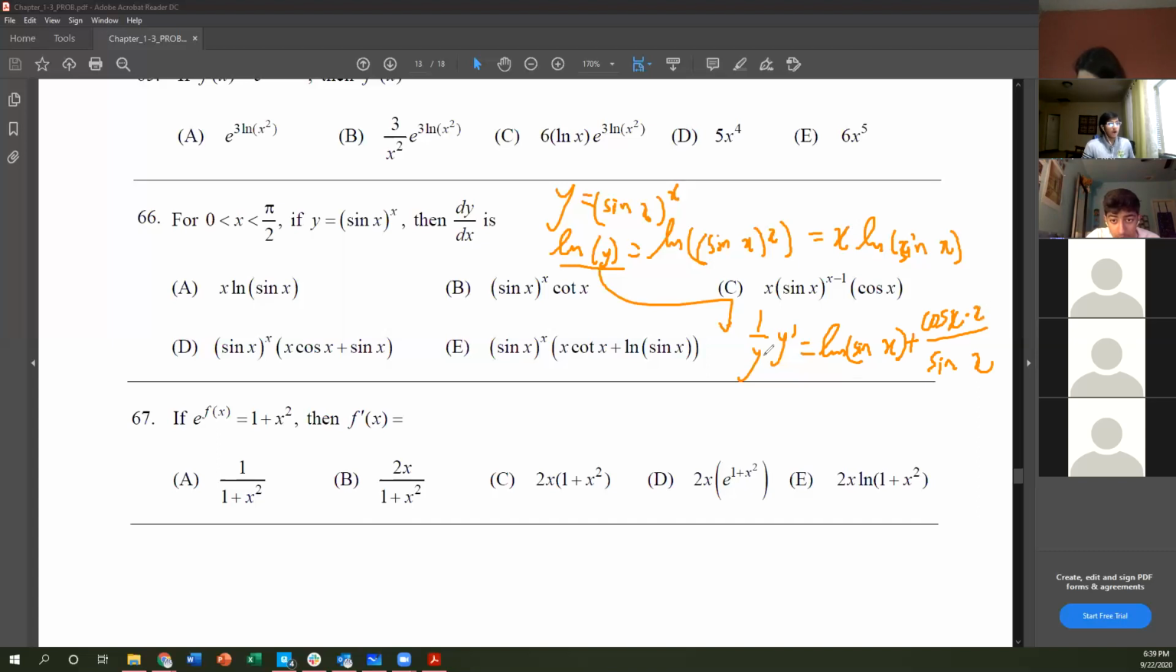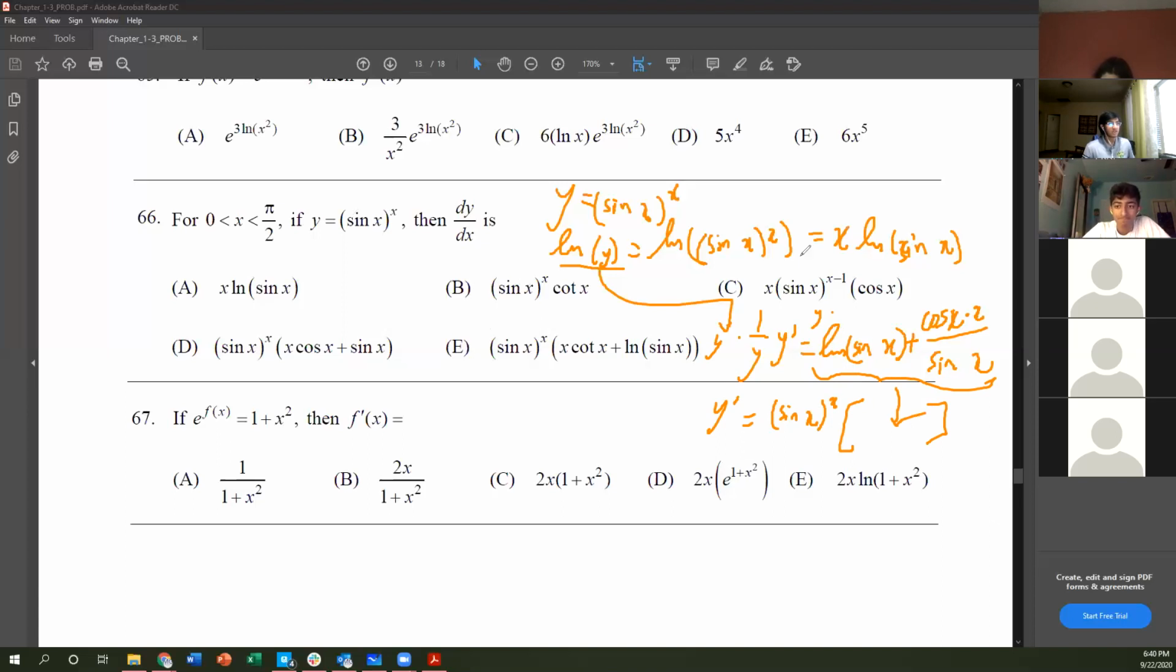Okay. Now we need to solve for y prime. To solve for y prime, we just multiply both sides by y. That means y prime, and what was y? Y was sine of x to the x. So I can just take y prime equals sine of x to the x power times everything I just put here, and I can just plug that in. So it needs to start off with sine of x to the x.